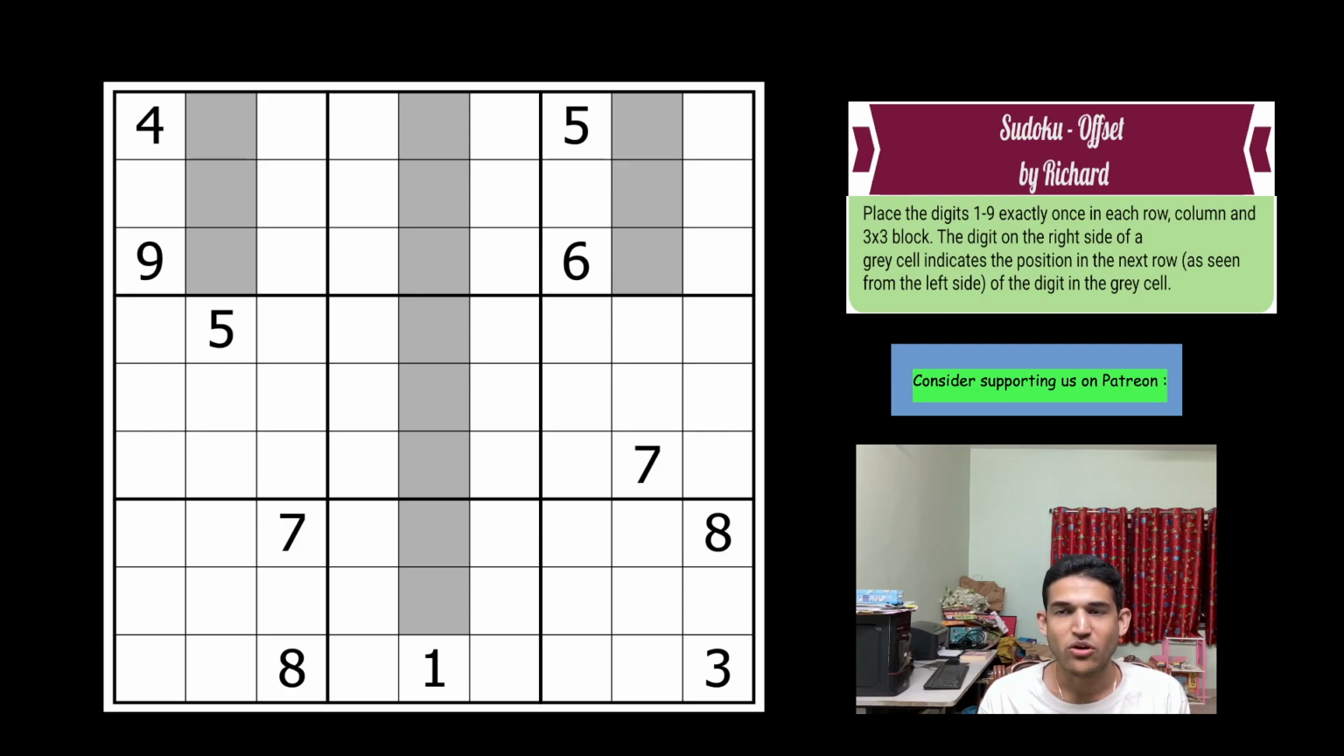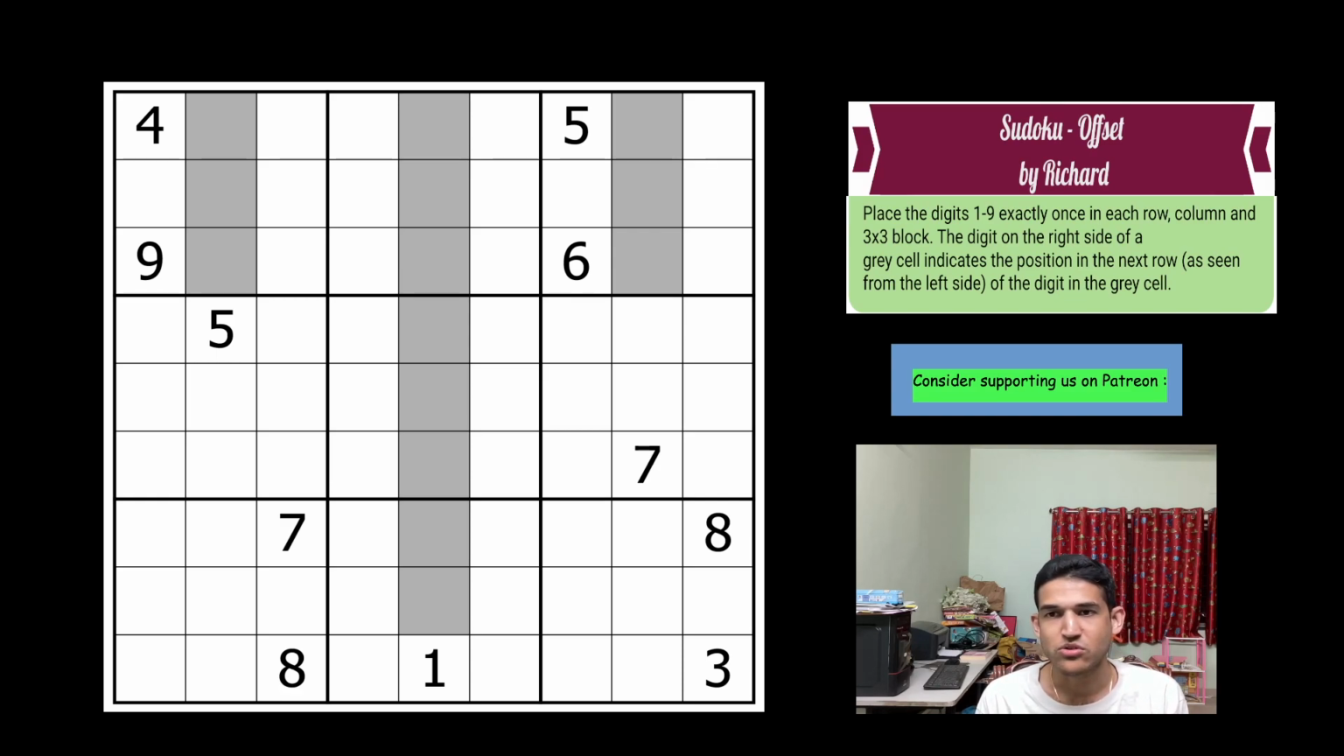Today's video will be on a Sudoku created by Richard Stolk, an author from the Netherlands. Excellent author. He has created so many Sudokus, authored so many contests, authored for the World Championships also. And you can see most of his puzzles on the Logic Masters Germany website.